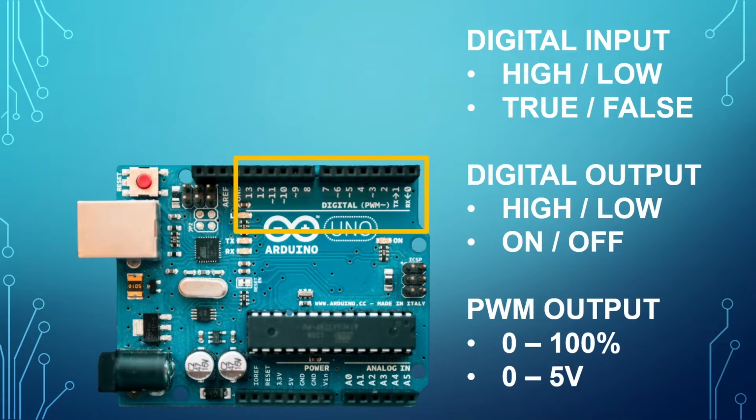The pins with the squiggly lines can also be used as variable outputs using pulse width modulation, or PWM. Basically, PWM pins pulse very quickly and produce average voltages anywhere between 0 and 5 volts. A typical application would be something like a motor speed controller or a dimmer circuit for a light.